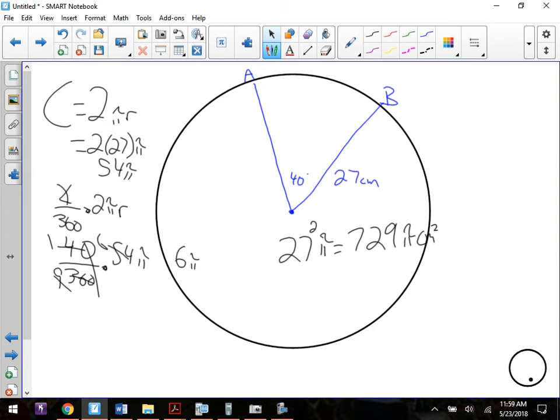And guess what? There's a formula for it, which means you have to read the formula. Guess what? There's a formula for the area of a sector. Area of a sector is your central angle over 360 times the area of a circle. Once again, this simplifies out to be 1/9. This goes into here 81 times.